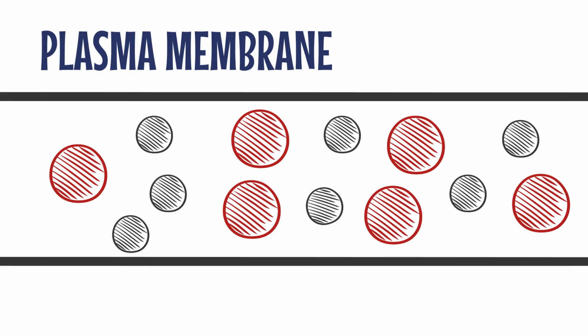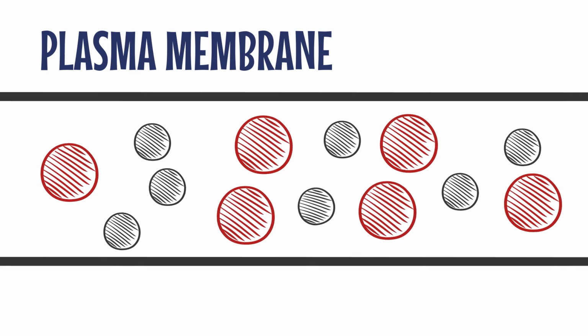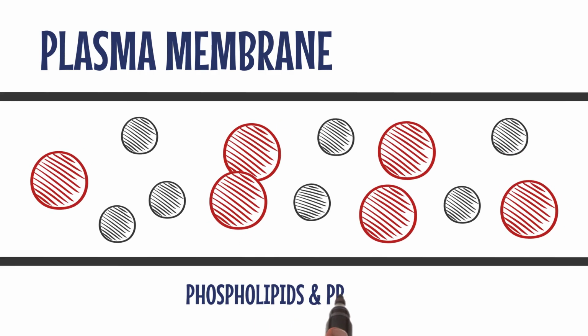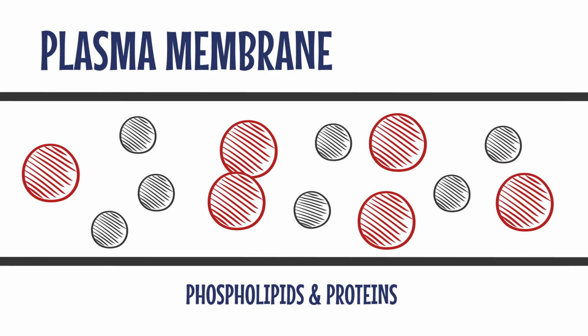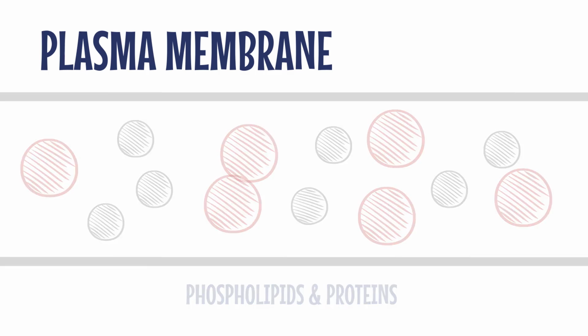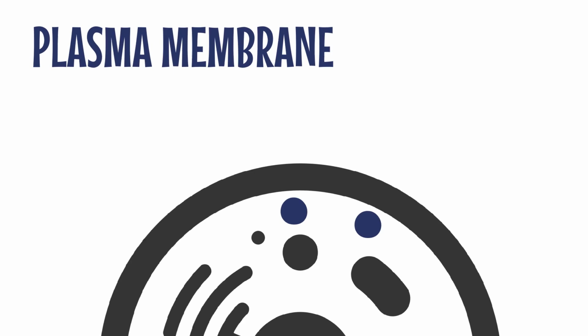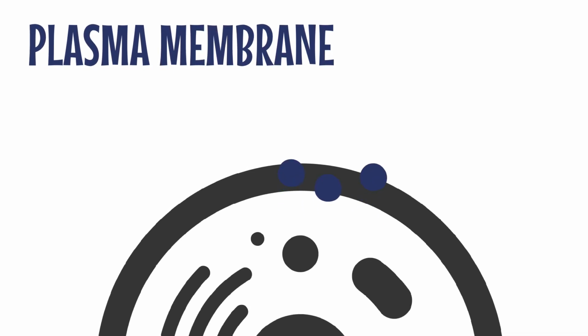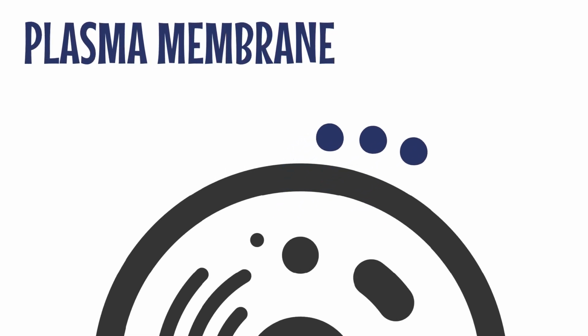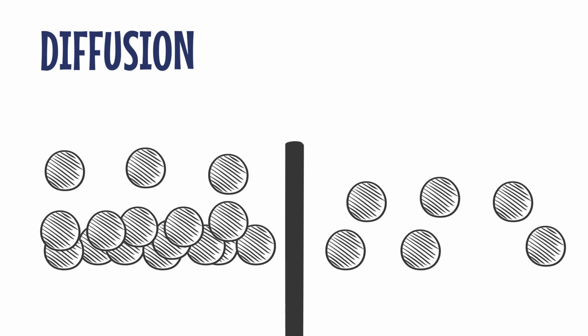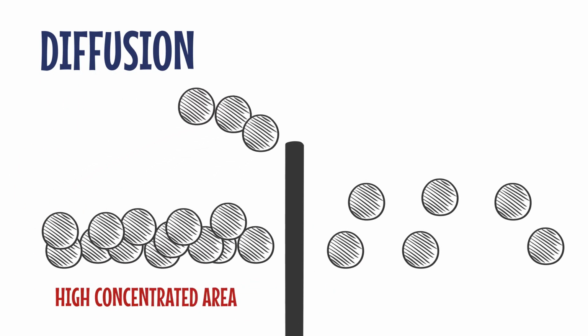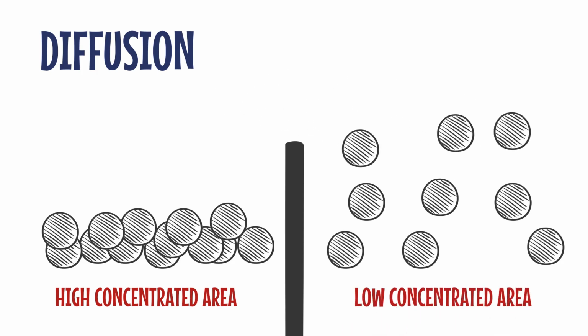It's like a fluid mosaic model, made up of various molecules like phospholipids and proteins, floating around and interacting with each other. The plasma membrane has many important functions. It regulates the movement of small molecules in and out of the cell. First, we have diffusion, where molecules move from an area of high concentration to an area of low concentration.